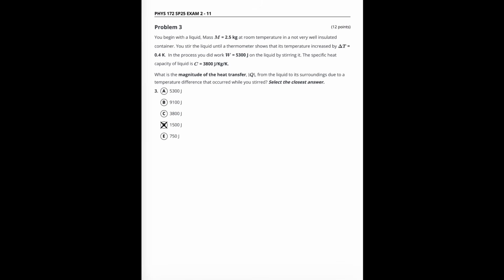Problem 3 states, you begin with a liquid of mass 2.5 kg at room temperature in a not very well insulated container. You stir the liquid until a thermometer shows that its temperature increased by delta T equal to 0.4 Kelvin. In the process, you did work of 5,300 joules on the liquid by stirring it. The specific heat capacity of the liquid is 3,800 joules per kilogram per Kelvin. What is the magnitude of the heat transfer from the liquid to its surroundings due to temperature difference that occurred while you stirred? Select the closest answer.